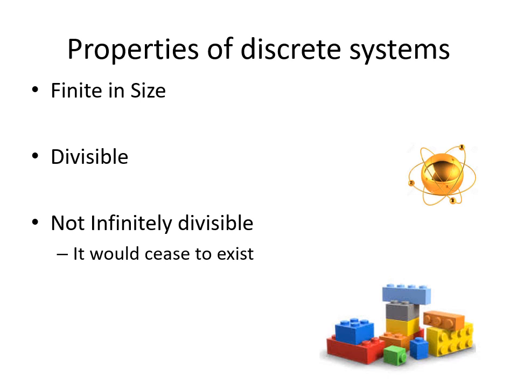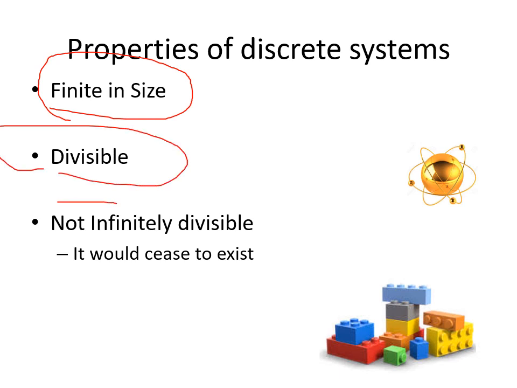So from this, we can put together all the properties of a discrete system. A discrete system is finite in size. It's divisible, but it's not infinitely divisible. It would cease to exist, in this case, as gold. And if you broke apart some Lego blocks and smashed them, well, they would probably no longer function as Lego blocks.